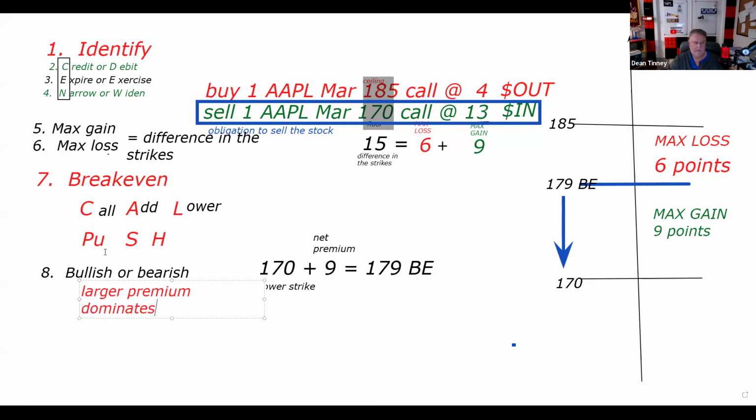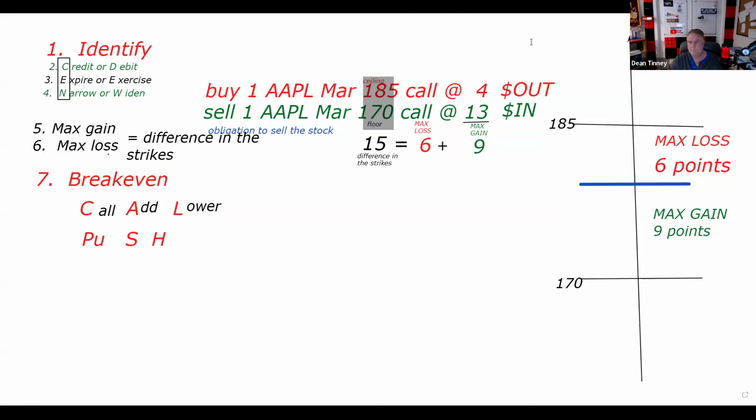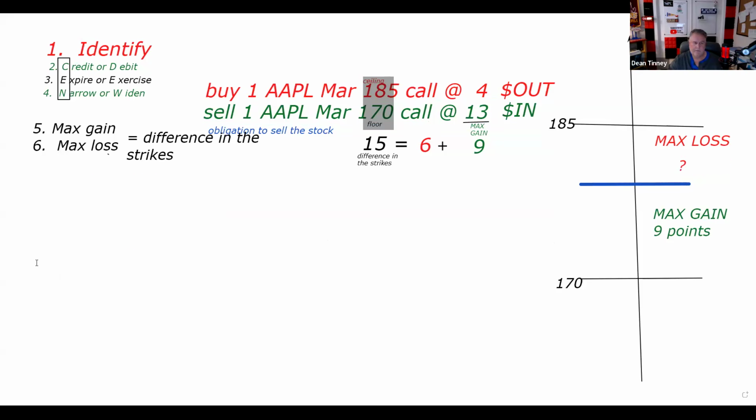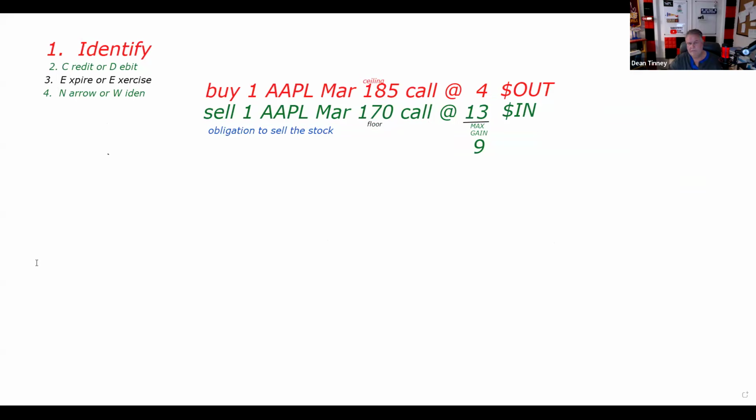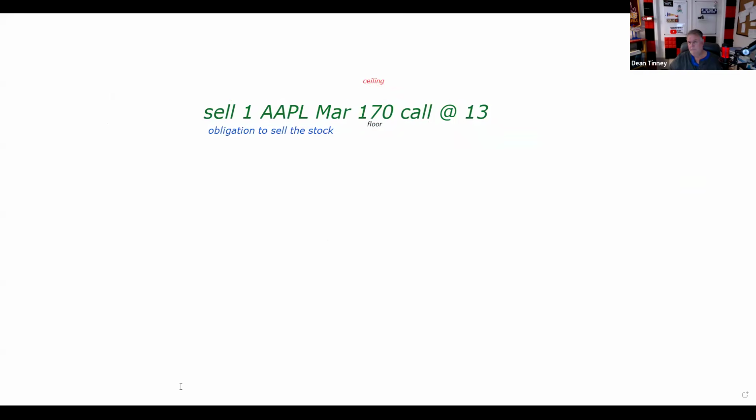All right, so let's reset. And we'll just go through this again. And we said, don't be a dumb bear. And this naked call is a very dumb bear.